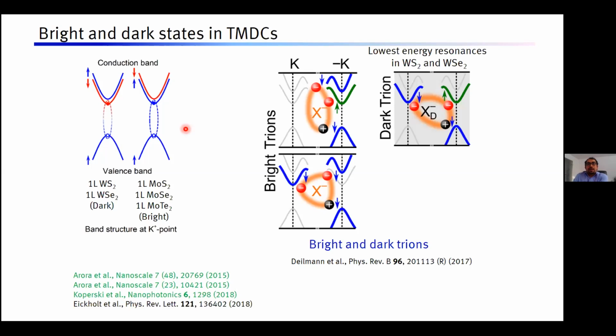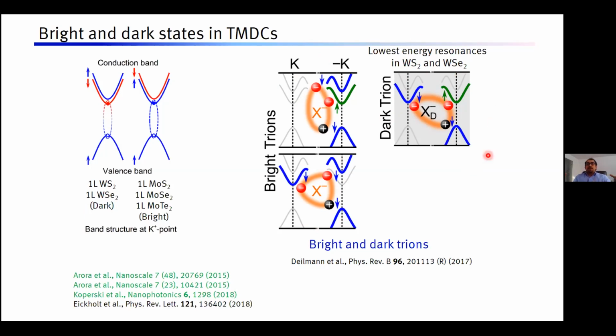Now, Thorsten, again, our colleague who does GW-BSE calculations, finds that there should be two types of bright trions, depending on where the electrons and holes are in the band structure, and there should be one dark trion. So this is the case for tungsten disulfide and tungsten diselenide. In fact, the dark trion in tungsten disulfide or selenide should be lowest in energy. It should be the lowest energy transition. So this would mean that the dark trions would be very important to the emission properties, because now they are the lowest transitions and they are dark.